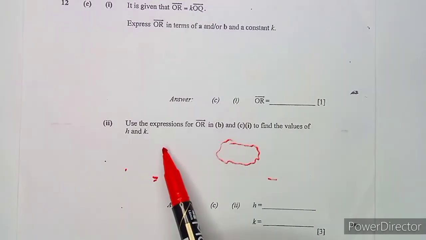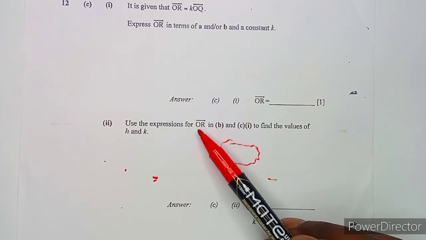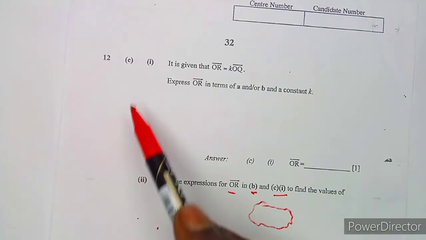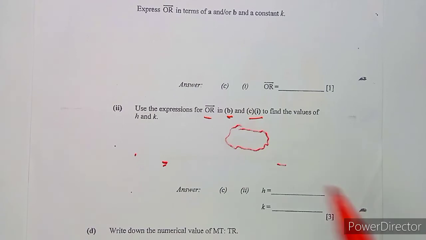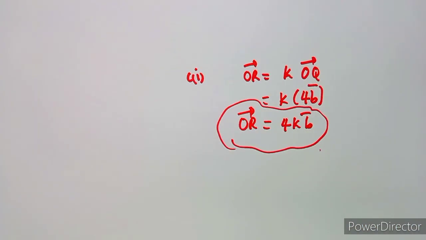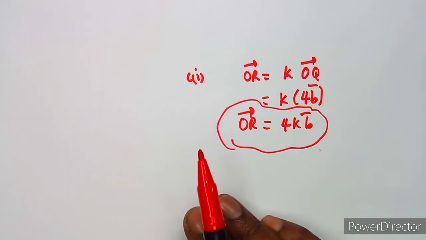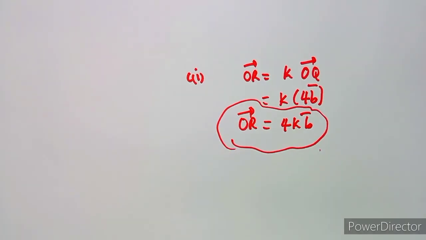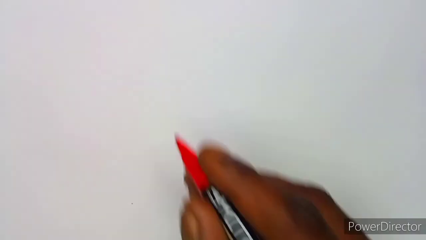The question now is to find or to evaluate OR, using the expression for OR in B and in C item 1, this one that we have in C item 1 and that one that we had in B, to find the values of H and K. So remember, I told you guys, for you to find the values of H and K, you need the condition where the two vectors are the same. So we are told to use item B and this item that we just had now. Okay, from item B, guys, this is what we obtained. Let me just write it down. Okay, so this is item 2.